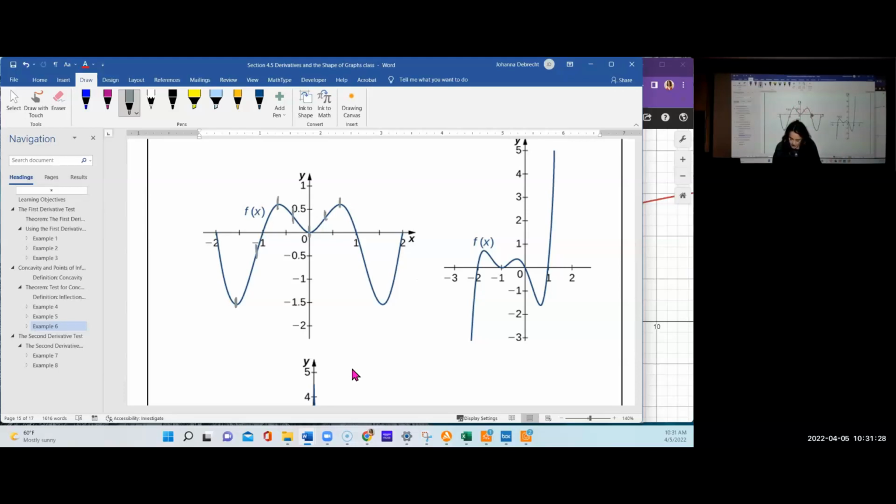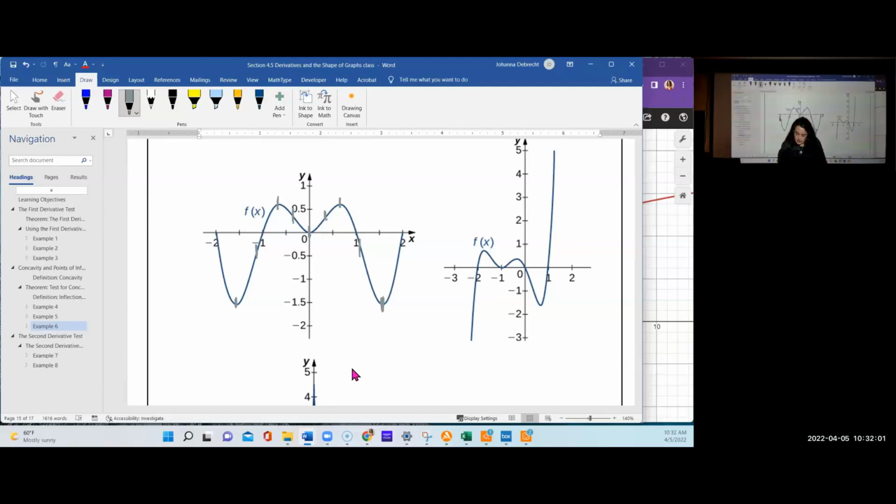Why am I dividing it at these places? Why are those my division points? What am I looking at? Relative minimum, relative maximum, and inflection points. That's what I'm doing. The critical values of the first derivative and the critical values of the second derivative.